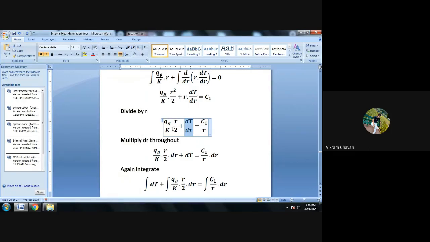Multiply throughout the equation by dr, and then only the dr from the denominator side will be removed. So multiply dr throughout, and we'll get the equation as qg divided by k multiplied by r by 2 multiplied by dr plus dt is equal to c1 divided by r multiplied by dr.